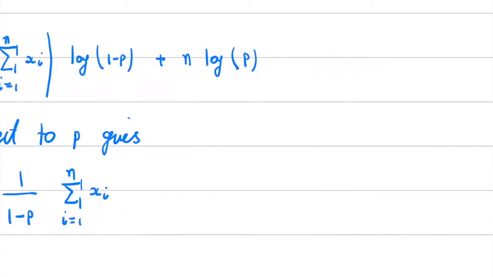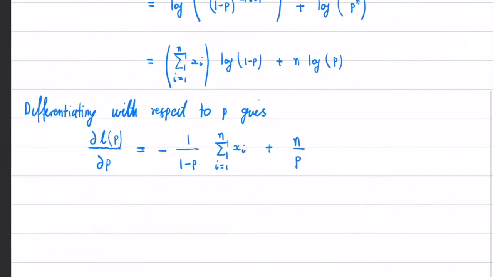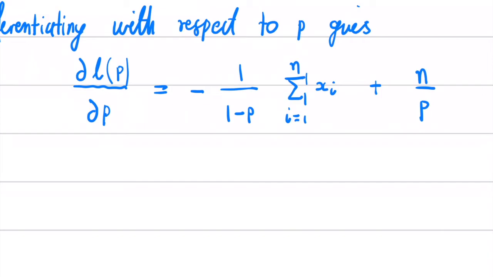And this one is a little bit simpler. How do we differentiate log of p? Again, log of p is just 1 over p. But we've got this constant n out the front, so that becomes n over p. Not too bad. So then we're going to differentiate again with respect to p to find the second derivative, d squared l over dp squared.